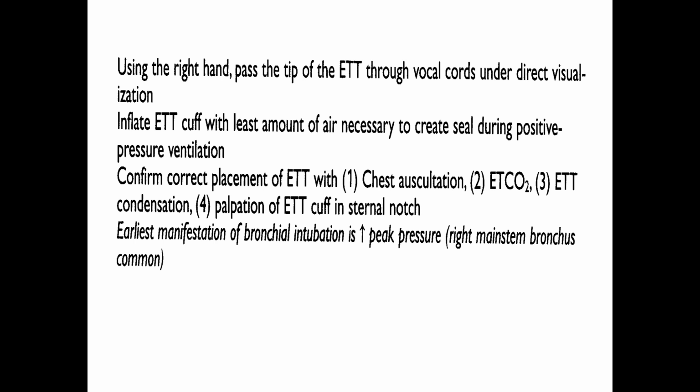If the tube went too far inside, that means it's in one of the main bronchi, it will read a high peak pressure on the airway pressure gauge. So it's easy, just deflate the cuff, pull the tube a little out, and re-inflate the cuff.